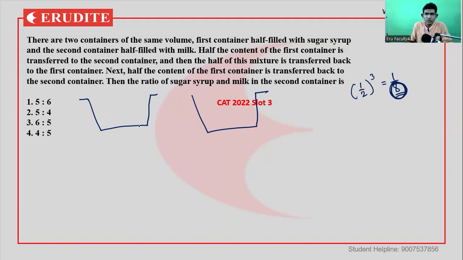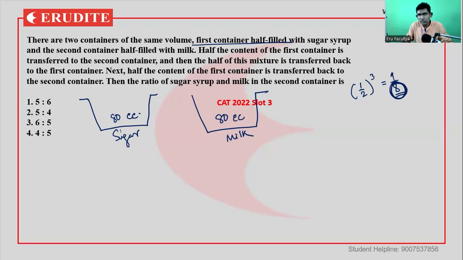The multiple of 8, what should I take? I can take 80. Let's take 80 or 160. So let's take the initial volume as 80 cc. In both the beakers, or both the vessels, the initial volume was 80 cc. This is the first one, the first container half filled with sugar syrup. So this is sugar. And the second container is filled with milk. So each has 80 cc to start with.